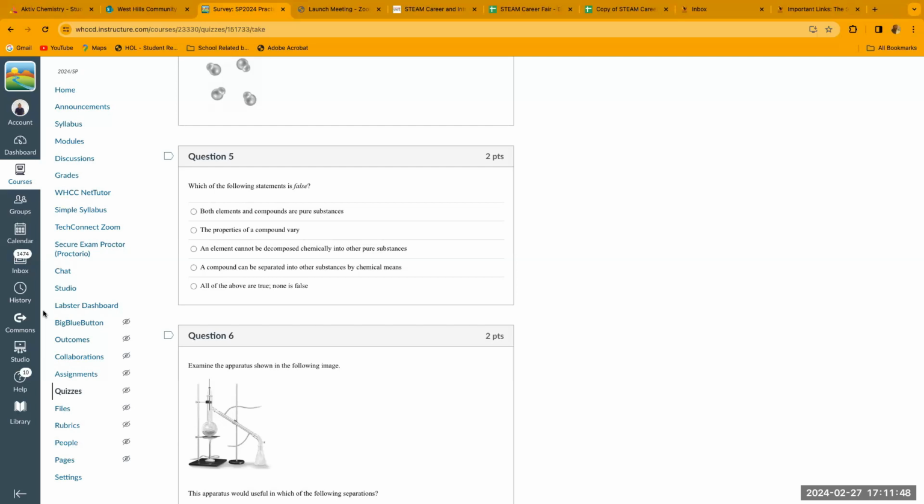Well, the correct answer is the last one. All of the answers above are actually true. So we know that both elements, if you have pure gold, just element by itself, it's pure, right? If we have pure sugar, then we know that's pure as well. So they both can be pure substances. So the definition of pure can pertain to both an element, it can pertain to a molecule, or it can pertain to a compound.